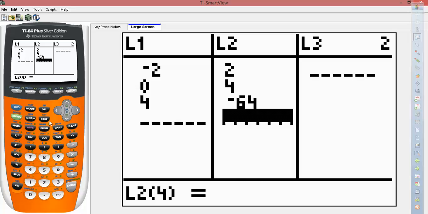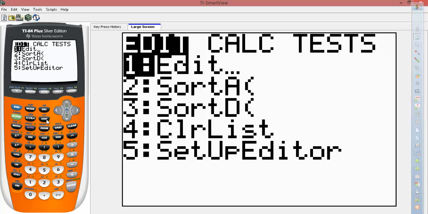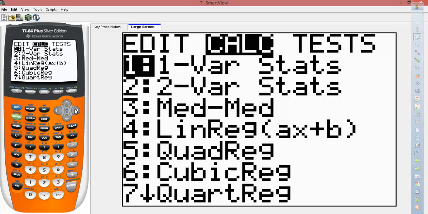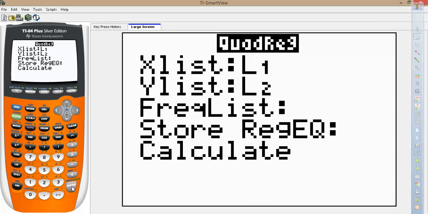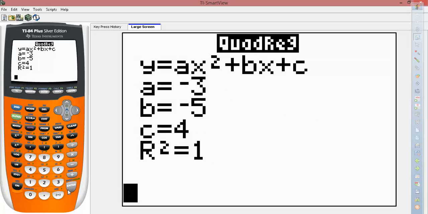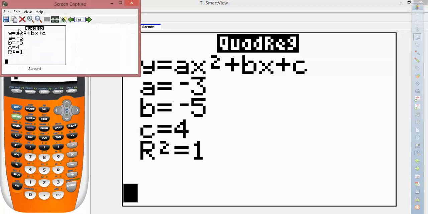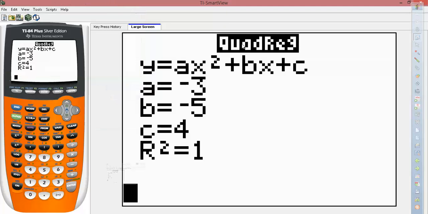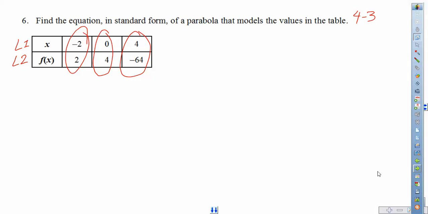So now your next move, press that stat button again. Go over to calculate, and then we want to select quadratic regression. Select quadratic regression. Press enter twice. I have to press enter a couple times because I'm on an 84. And there we have some good information there. Let me take a picture of that. And let's put that on our notes here.